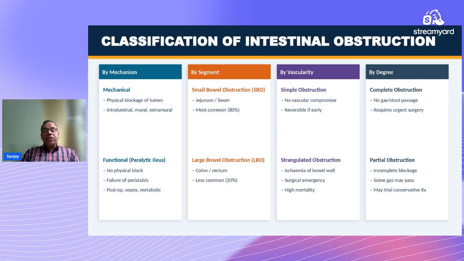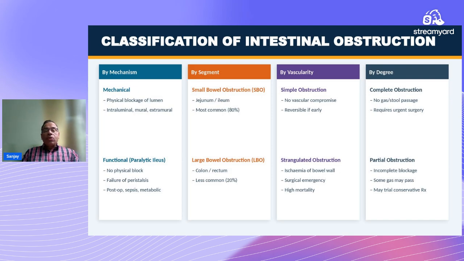Then we go on to discuss the segment of the gut which is involved in intestinal obstruction. And here we have already seen that classically we have a small bowel obstruction and a large bowel obstruction. Small bowel obstruction most commonly occurs in the jejunum and ileum. Together, these sites constitute more than 80% of cases of small bowel obstruction. Whereas a large bowel obstruction can occur in the colon, specifically in the descending colon, sigmoid colon and rectum. And together, this we have already seen constitutes almost 20% of overall cases of intestinal obstruction.